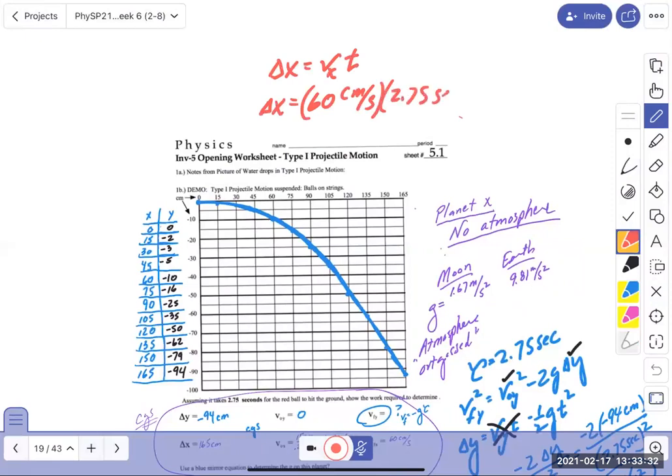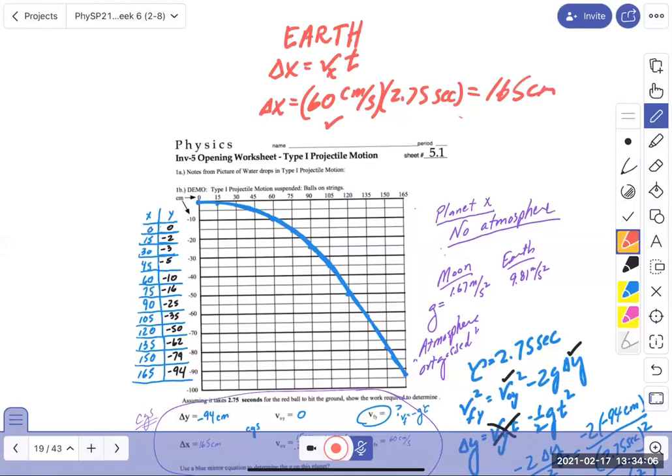Oh, I wasn't thinking too well. 2.75 seconds, and I got 165 centimeters. Like, wait a minute. What huge mistake? What was my flaw in my logic here? It doesn't account for acceleration. Well, there is no acceleration in the X, and that's why I went to the X. I thought, well, I can get the answer really quick. But the 60 centimeters per second, that is true. That's the speed at which the little toy bullet comes out of the gun.